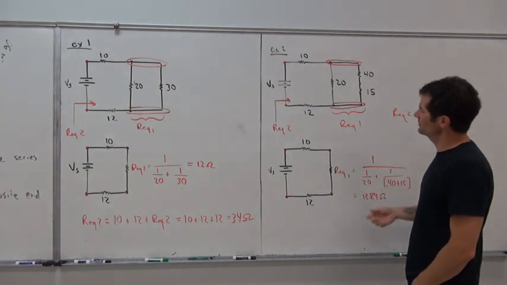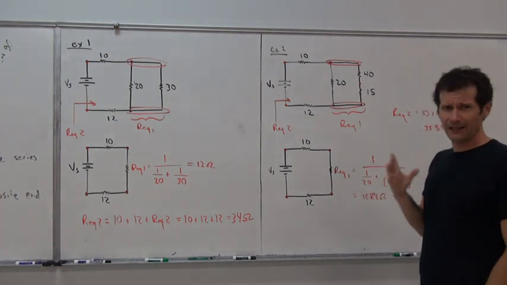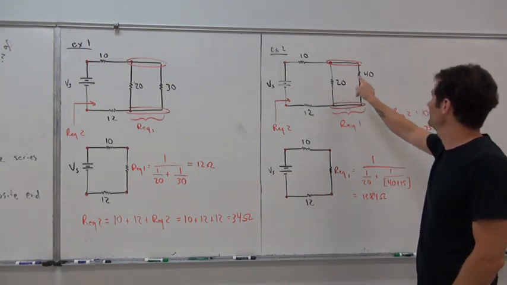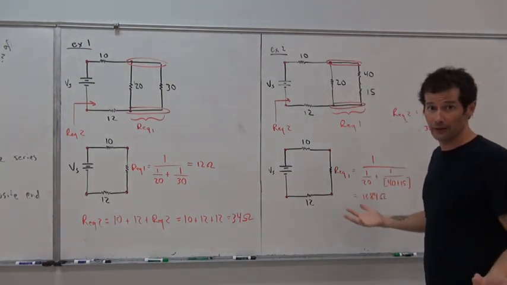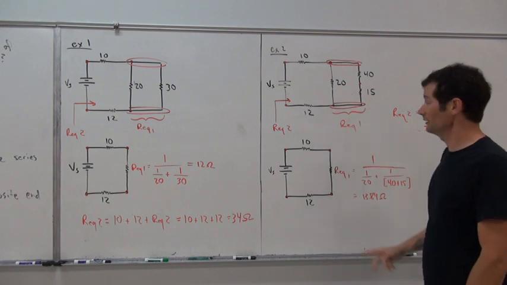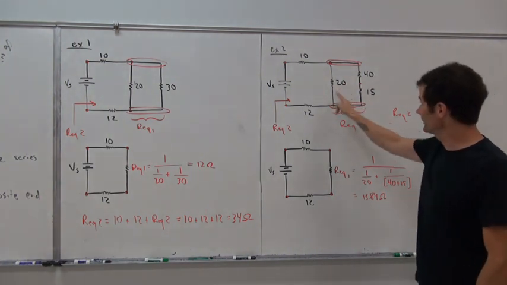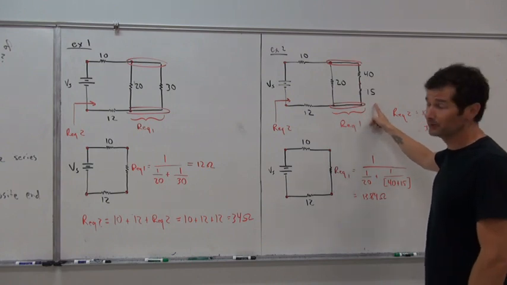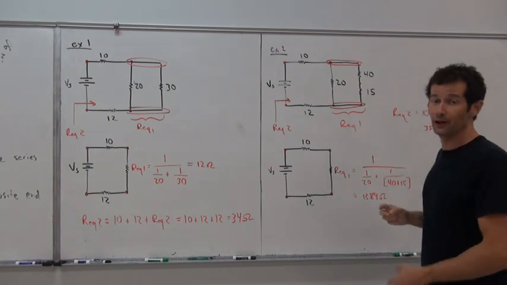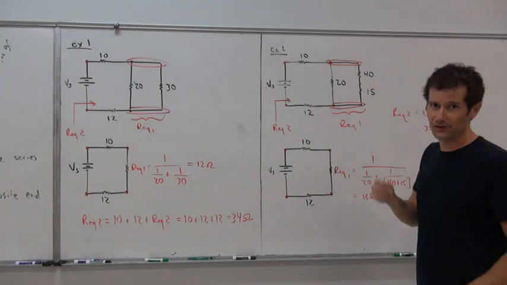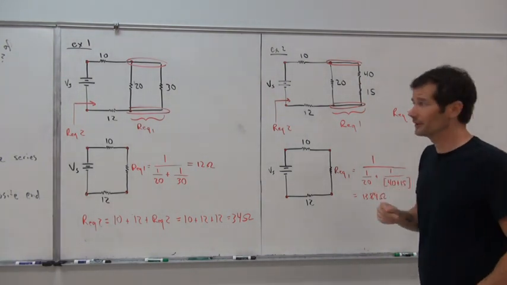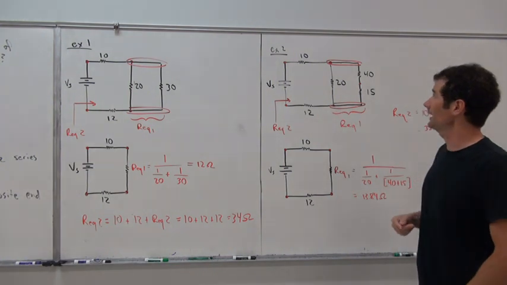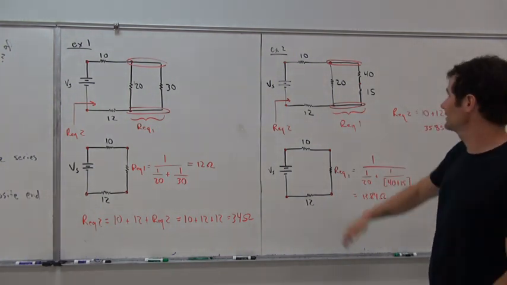But let's just go through and make sure that we know what we can and cannot combine readily. Well, I can't combine 20 and 40 because they're not in parallel right now. And 20 is not in parallel with 15. 20 is not in series with 12 because you've got another connection over here. Remember, only two elements exclusively sharing one node can be in series. And also 20 is certainly not in series with 10. We can't combine any of those.